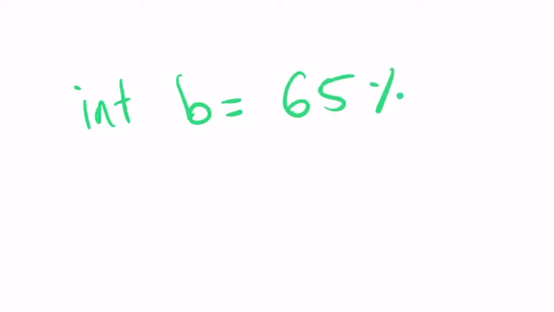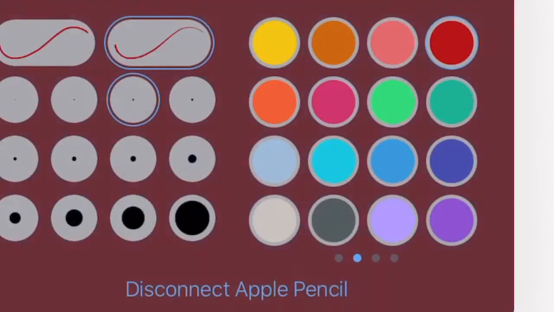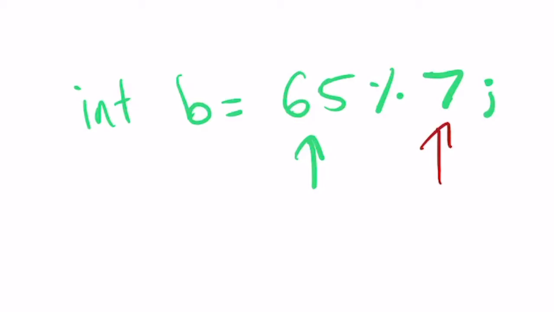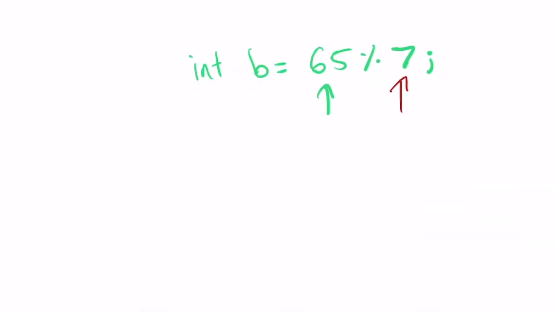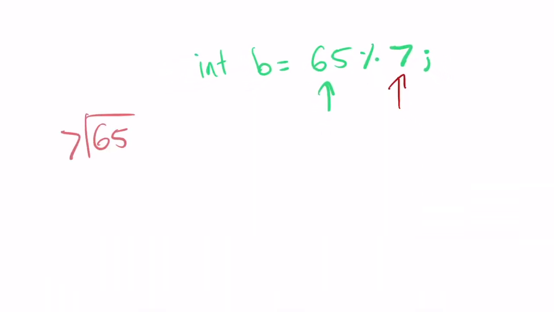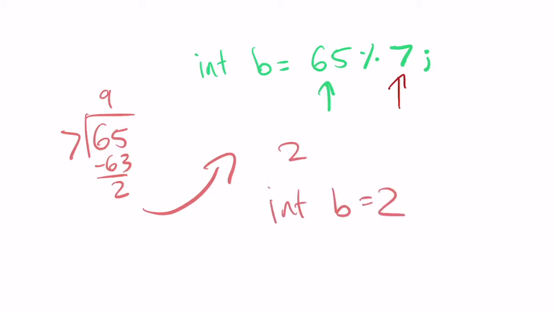Say we want int b is equal to 65 mod 7. What the mod operator does is it returns whatever the remainder is when you divide this value by this value. So, for example, we do 65 by 7. We have to put, here we go, 9. So this would return 2. So int b would equal 2.